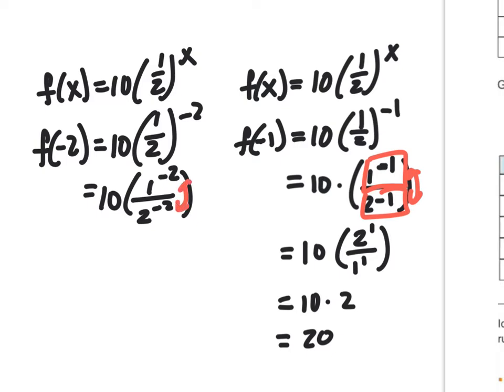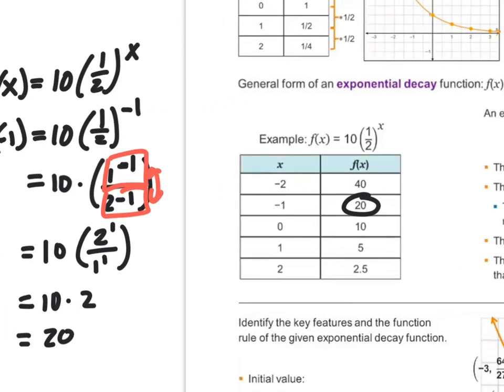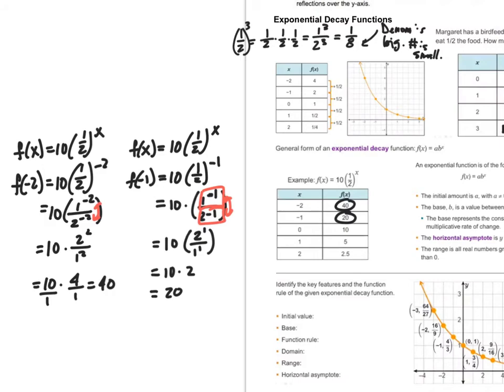I just switch my numerators and denominators, and I get 10 times 2 squared over 1 squared. Now, 2 squared is just going to give me 4, so 10 times 4, and then 1 squared is 1. So 10 over 1 times 4 over 1 is going to give you 40. And that's why we get those values here. So that's just kind of a trick when you're dealing with negative exponents.